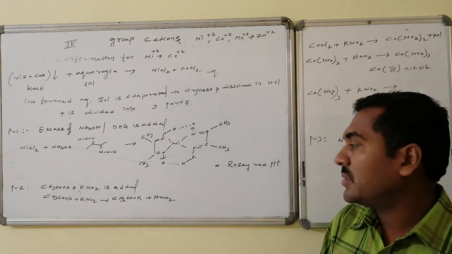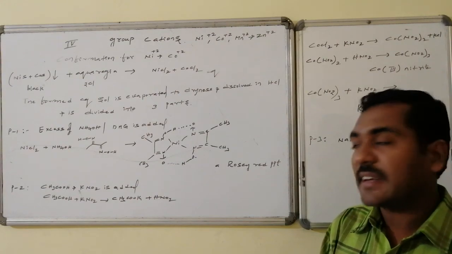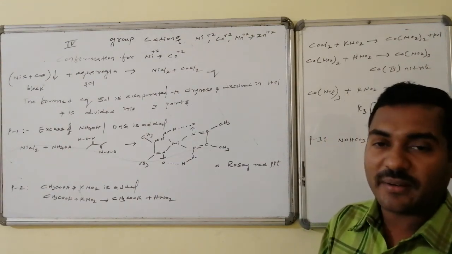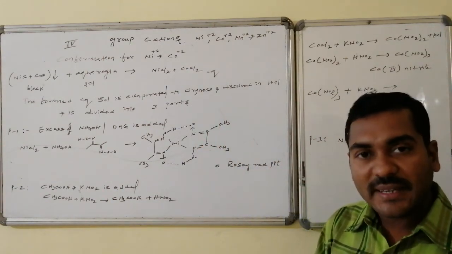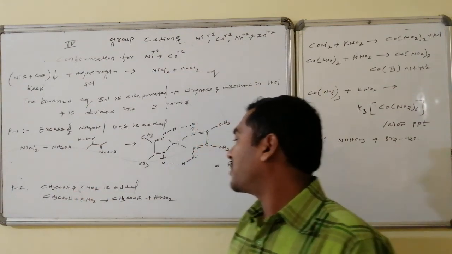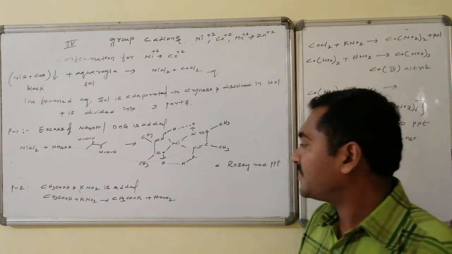Whereas in part 2, what we are adding is acetic acid followed by potassium nitrite to the mixture, as we are expecting that there is cobalt chloride. This acetic acid and the potassium nitrite participate in a double displacement reaction and give potassium acetate, followed by HNO2, nitrous acid, formation. It is acting as a good oxidizing agent.